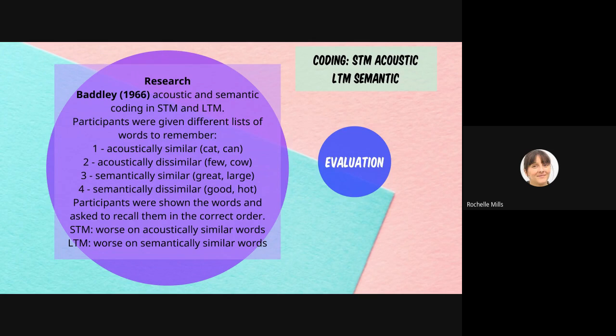So we've got them all jumbled up in one big box, for example. All the words that sound the same are in a big box, and it's really hard for you to pick out which ones came first and which ones came second. Within the long-term memory condition, so when they were tested after a longer interval, participants did worse on semantically similar words, so words that had a similar meaning, which therefore suggests that all of the words that have a similar meaning are stored in the same box in our long-term memory, and therefore it's harder for us to work out which ones came first, second, and recall them in the correct order.